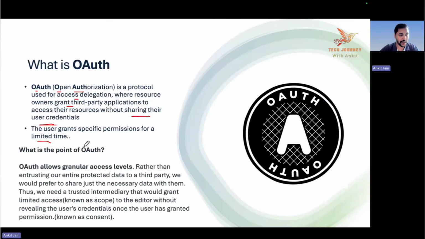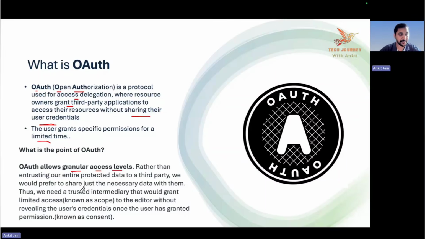Now, what is the point of having OAuth? Just now we discussed, it provides granular access levels. It does not provide complete access to the system. It provides limited access to a third party, so that we would prefer to share just the necessary data with them. We don't have to share everything with the third-party system. In case you want to share specific data, specific resources with the third-party system, then you will take the help of OAuth.